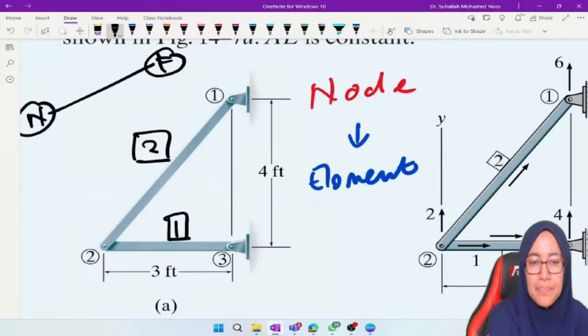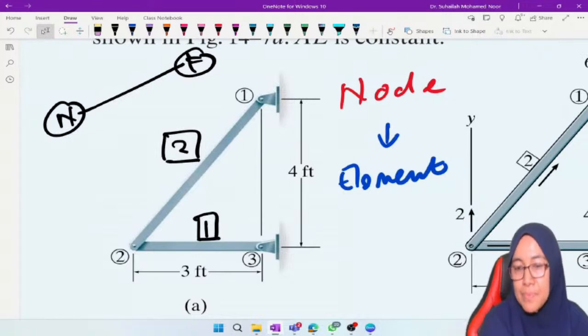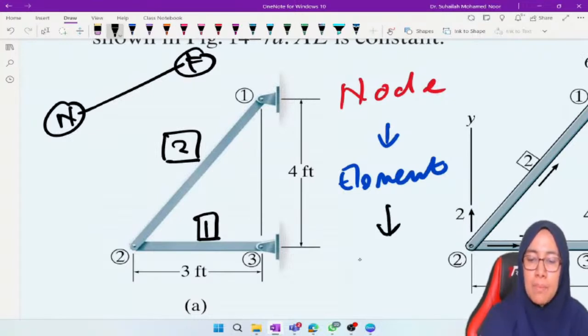This is an element. N and F refer to nodes. N refers to near node, F refers to far node. All the terms we use here are based on the coordinate system, because when we transform this into the software, these are the terms used in the software. One element actually comes from a combination of two nodes, the near node and the far node. That is an element. And a combination of many elements produces a structure.